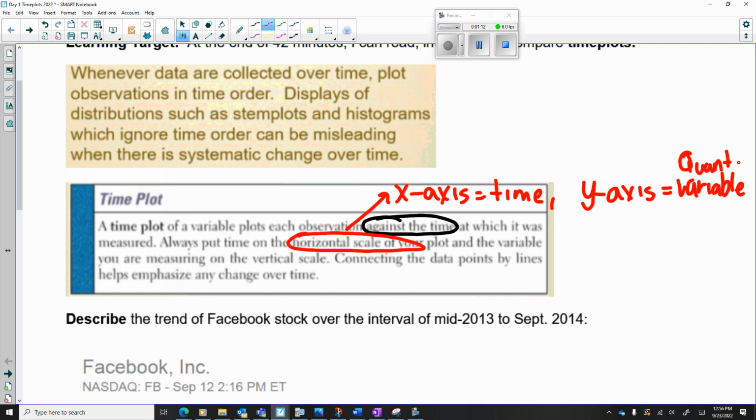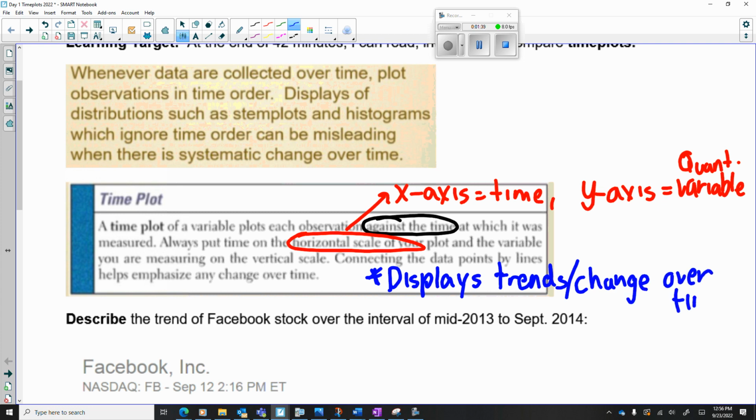Okay, so basically what they do is they plot a point for each time period, and then they connect the dots and they show a line graph. It looks like a line, and basically you're going to see some trends happening over time. It displays trends or change over time. Okay, so let's take a look at what I mean by that.